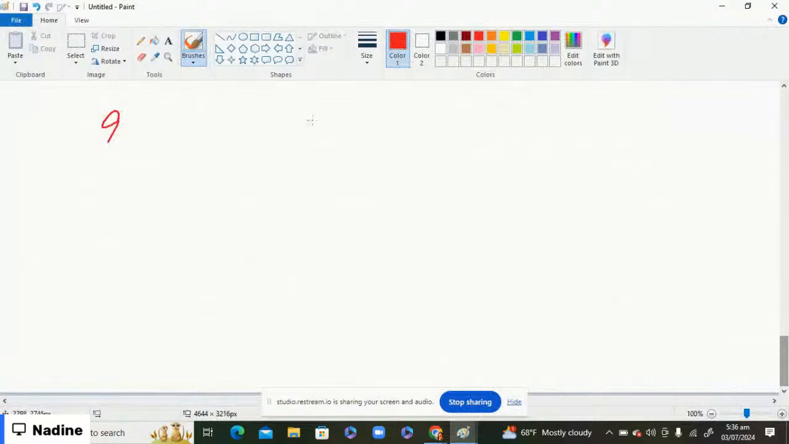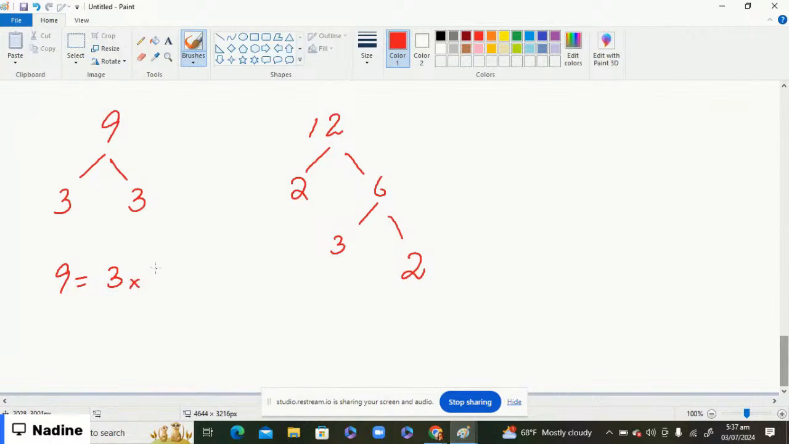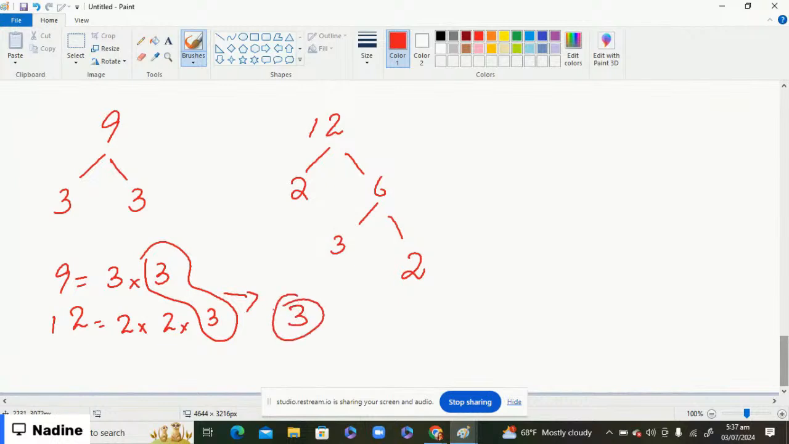It's 9 and 12. For 9, it's 3 times 3 is 9. For this one, 2 times 6 is 12, and 3 times 2 is 6. So what's for 9? It's 3 times 3. What's for 12? It's 2 times 2 times 3. So this one is the same. It's a pair. So 3 is the greatest common factor of 9 and 12.